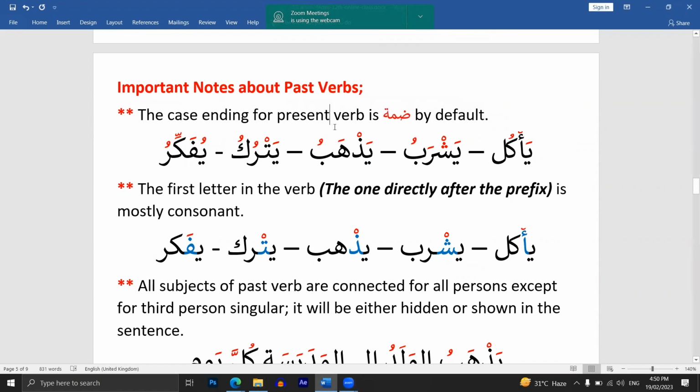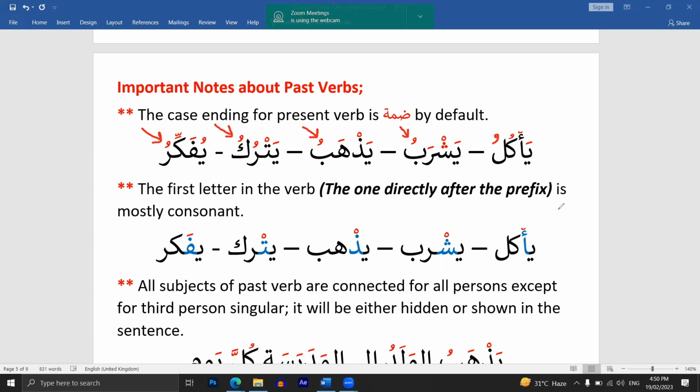I take it copy, that's why. The case ending is always ضمة: يأكل, يشرب, يذهب, يترك, يفكر. Unless we add something that will change this case ending.